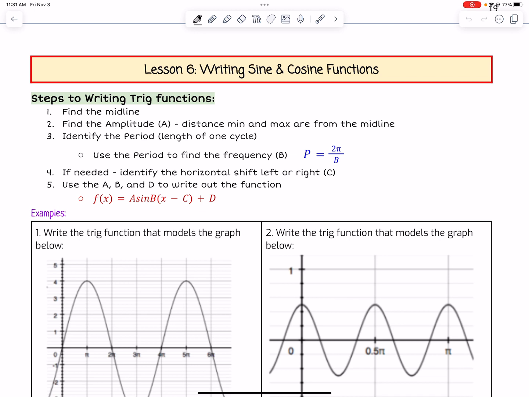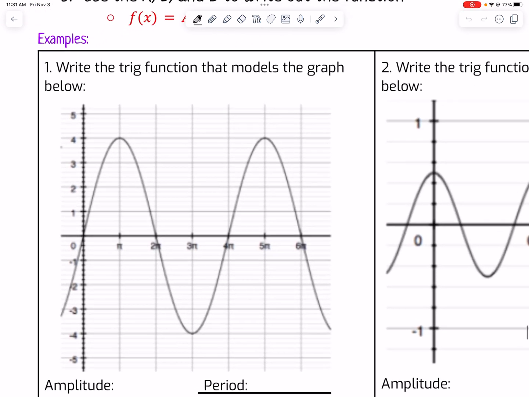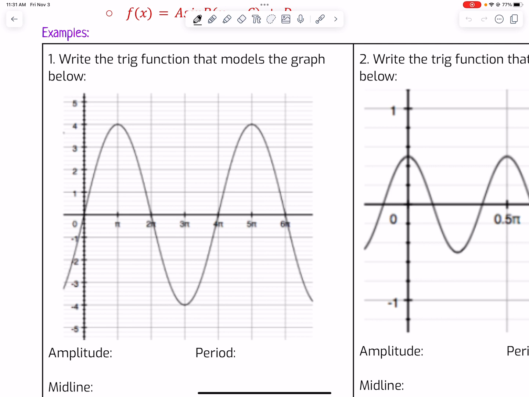Next, we're going to figure out what the period is, because we know the period is equal to 2 pi divided by the frequency, which is the b value. And then if needed, we'll look at a horizontal shift left or right. And last but not least, we'll write our function. So let's look at two good examples of this. We're going to write the trig function that models the graph below.